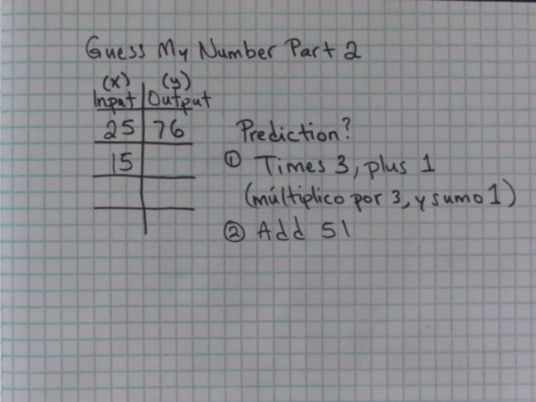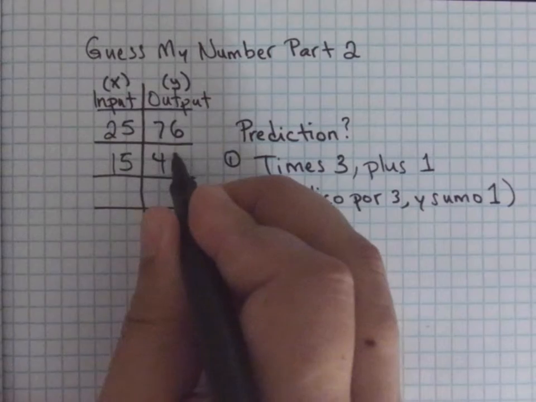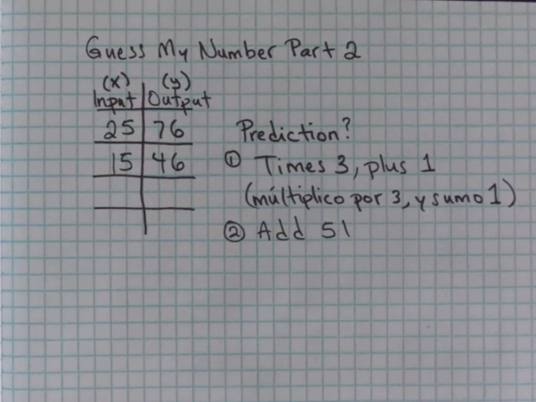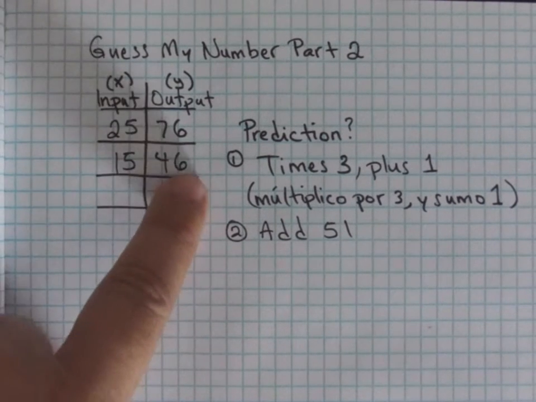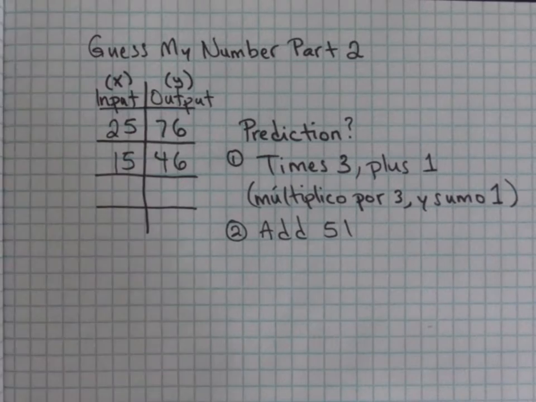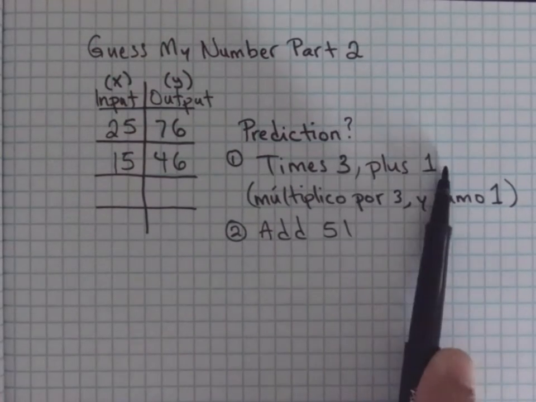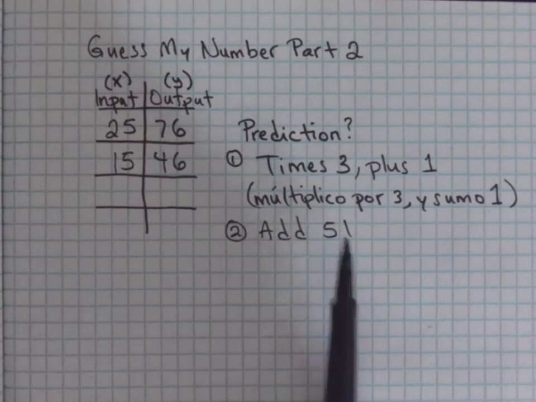Now, I wish I can tell you I can do that in my head, but I can't. Actually, let me see. Yeah, I think I can do it. I get 46. Okay, I'll check the answer right now, see if it works. Okay, so give me 1 second. Right now, though, I have 15, and that made 46, and I had two predictions. Times 3 plus 1, or add 51.